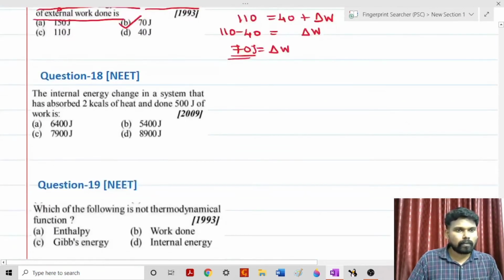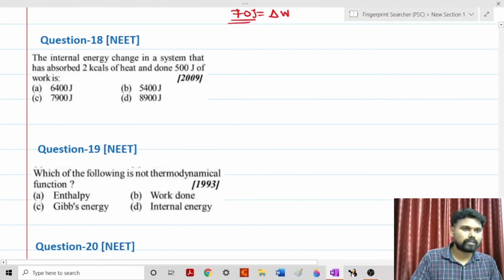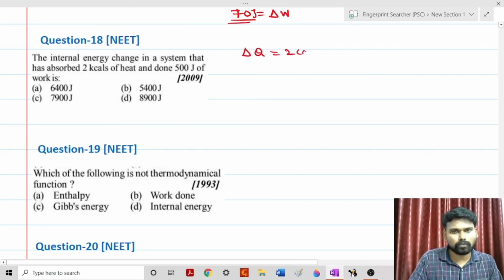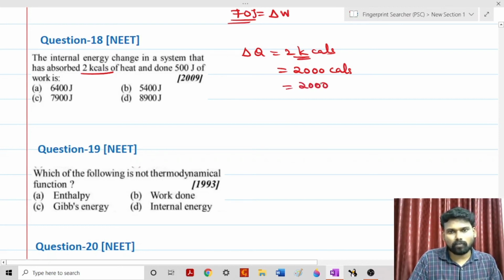Now coming to the last 3 questions. The internal energy change in a system that has absorbed 2 kilocalories of heat. Kilo means 1000, so it is 2000 calories. 1 calorie is 4.2 joule. So it is 8400 joule.